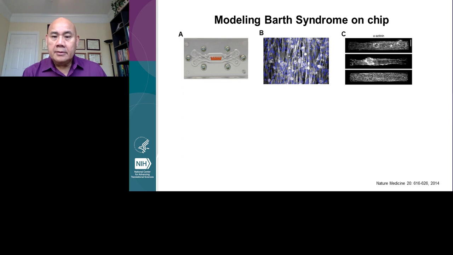So this is an example of the Barth syndrome on a chip, where the cardiomyocyte shown in figure A, that's the tissue chip with the microelectrode array. Figure B would be the sarcomere organization, labeled with actinin, and then the figure C, the top figure, would be a normal cardiomyocyte from a normal individual or a non-Barth syndrome patient. And then the one in the middle would be showing the cardiomyopathy from a Barth syndrome patient. And then the bottom would be treated with, in this particular case, a cDNA that corrects the mutation in the iPS cardiomyocytes, showing restoration of the sarcomere structure.